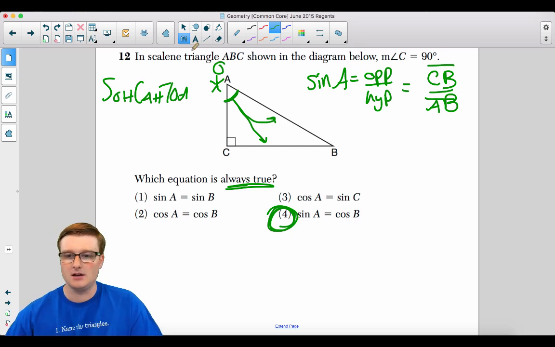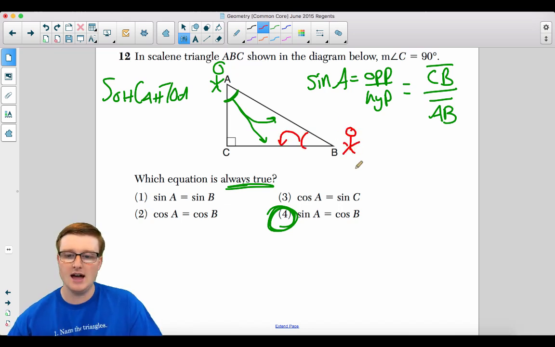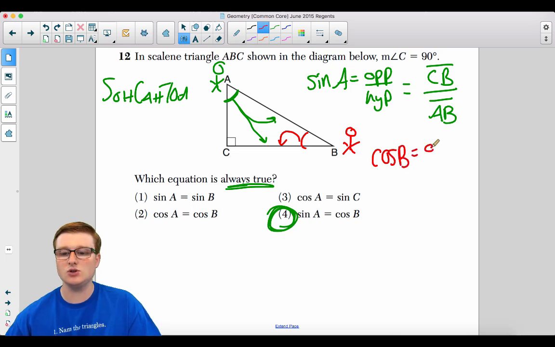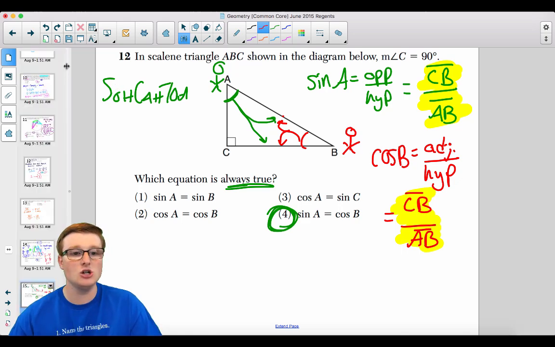Now, the problem is, what is going to be the cosine of B? That's what we have to figure out. Well, the cosine of B should be equal to the sine of A, by definition. Now, the cosine of B is equal to the adjacent over the hypotenuse. All right? So the adjacent side is CB, and the hypotenuse, which is, again, across from the right angle, is side AB. And look at that, folks. CB over AB, CB over AB. So the sine of A is equal to the cosine of B. So that's going to be choice 4.